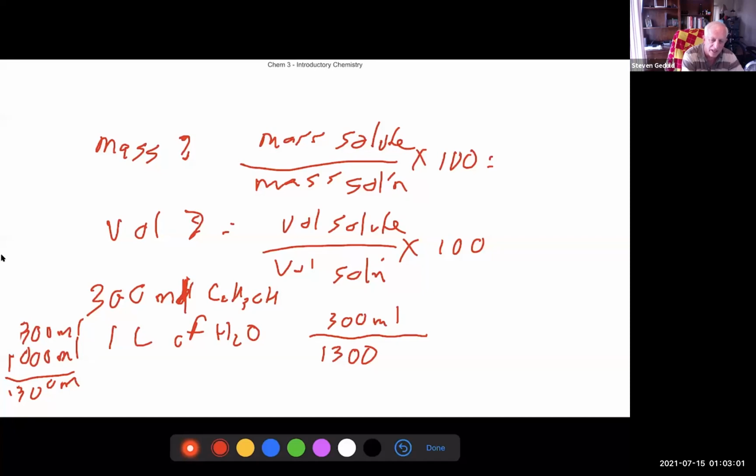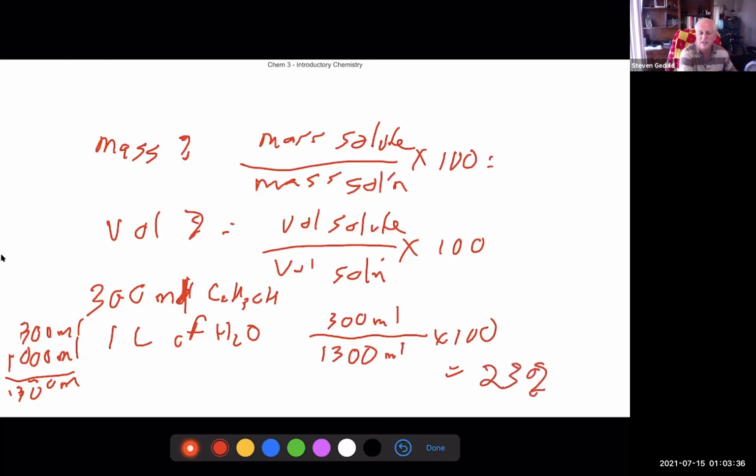Most of the time you don't have to add it if it's a mass, because you add just a little bit of salt to water, something like that. So you have 1,300 milliliters times 100. Your percent is going to be 300 divided by 1,300 times 100. Let's get my trusty calculator. That gives you a 23% solution of the vodka. That's how strong it is. That's a volume percent, a percentage of the strength of the solute by volume.